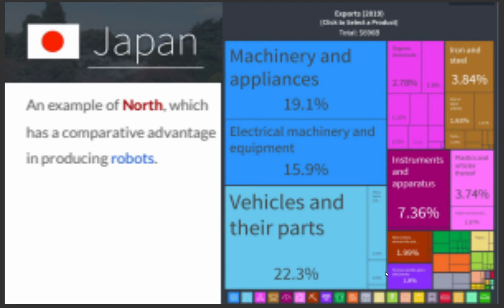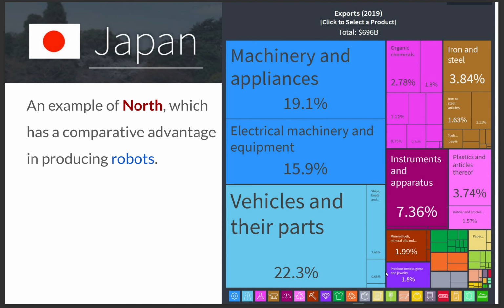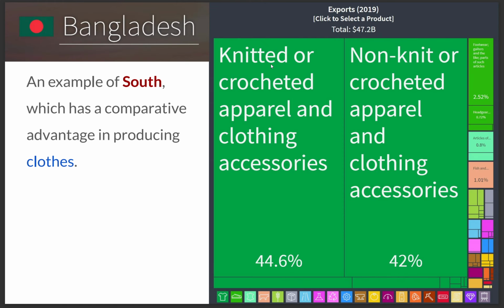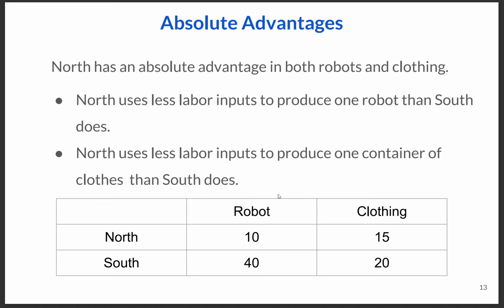To make things a bit concrete, perhaps imagine that the North is Japan, and the South is Bangladesh. Here, Japan has a comparative advantage in producing robots, while Bangladesh has a comparative advantage in producing clothes. Notice that the North has an absolute advantage in producing both robots and clothing. But North and South have their own comparative advantages because of differential opportunity costs.